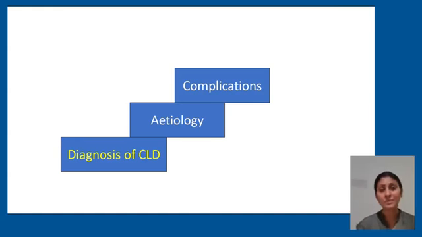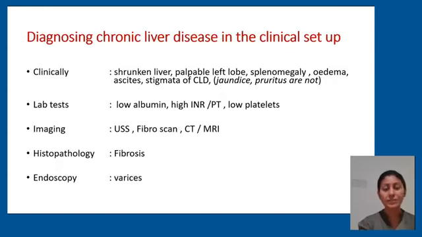If a child comes with symptoms related to liver disease, maybe jaundice, maybe abdominal pain, pruritus, is this really chronic liver disease? Or is this just acute hepatitis? Or is this just acute liver failure? So what are the features which should suggest a chronic liver disease in a child? Actually, we can use our clinical signs as well as lab tests, imaging, histopathology, and sometimes endoscopy also would give us a clue.